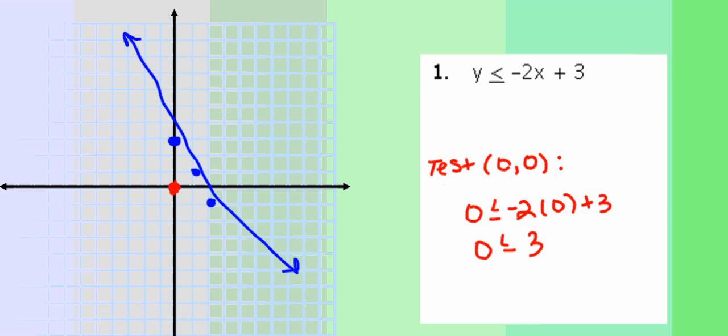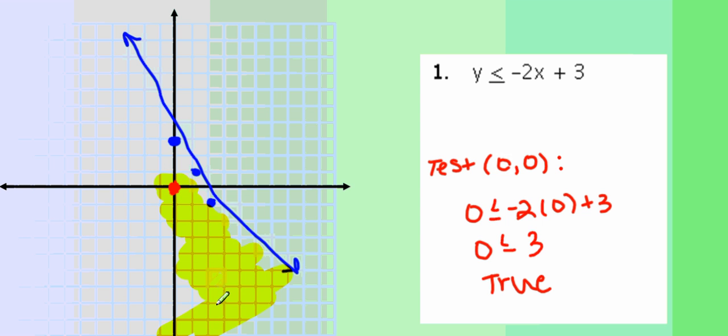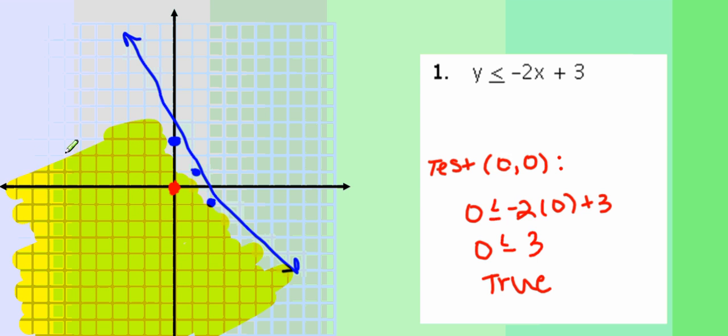The next thing we want to decide for our solution region is whether this inequality, 0 is less than or equal to 3, is true or false. This statement is true. Anytime we end up with a true inequality after testing our ordered pair, we shade the side of the graph that includes the ordered pair 0, 0. So as best as I can on this computer screen, I am going to shade the left side of my solid line.